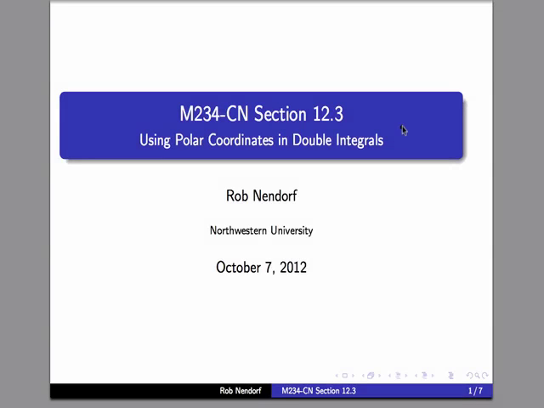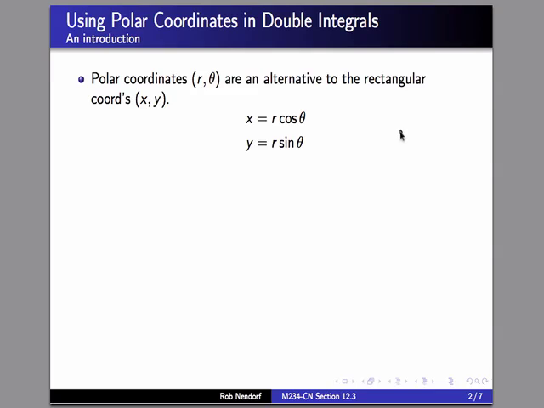In section 12.3, we'd like to understand how to use polar coordinates when we're computing double integrals. Polar coordinates, we use r and theta, are an alternative to the standard rectangular coordinates x and y. And of course, I imagine you've all seen this before. x equals r cosine theta and y equals r sine theta.